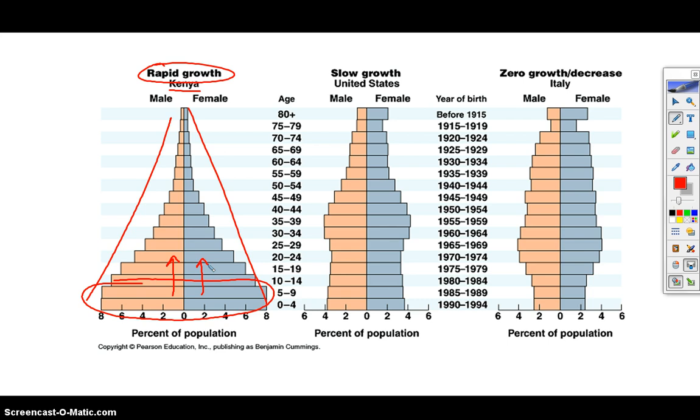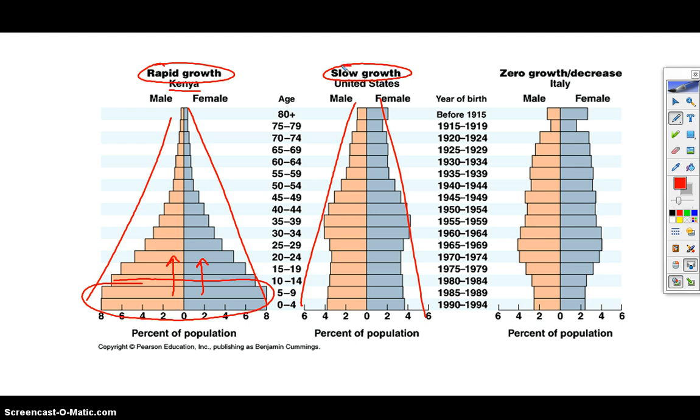You can see the United States. Here, it is kind of a pyramid structure, but the sides aren't nearly as steep. So here's an example of a country that's undergoing slow growth. So the steeper the pyramid, the faster the growth.